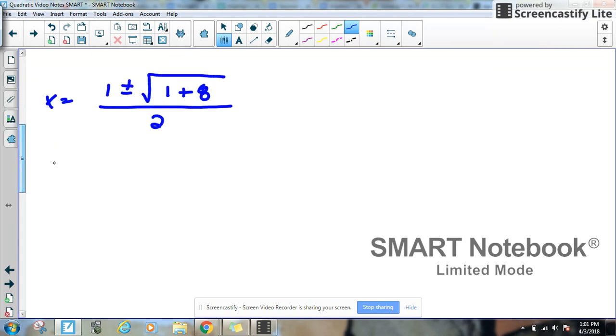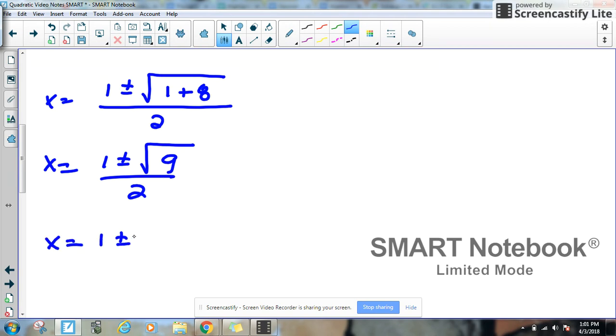The next thing you can do is add together 1 plus 8. 1 plus 8 is 9. But we know the square root of 9 is equal to 3. The square root of 9 simplifies to 3, right? It's positive and -3. In order to solve for the solutions, you need to now split up into 2 separate problems. One problem uses the positive sign and one problem uses the negative sign.